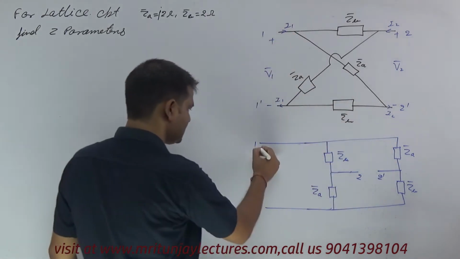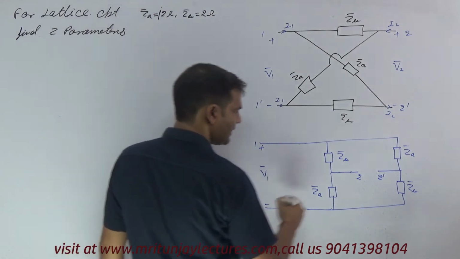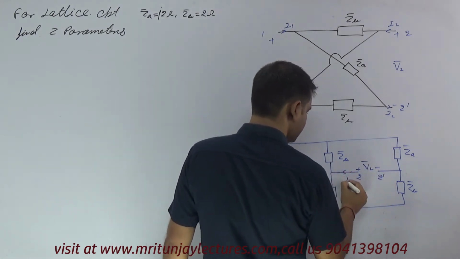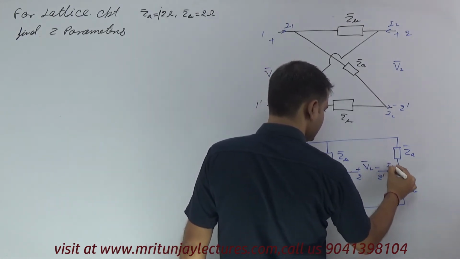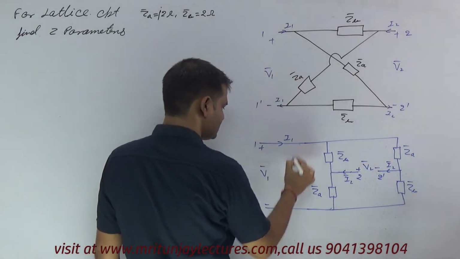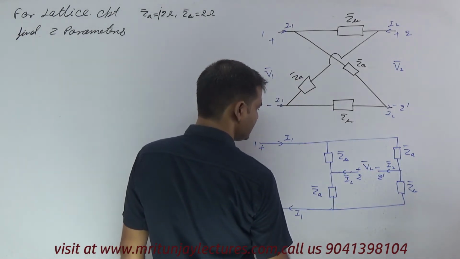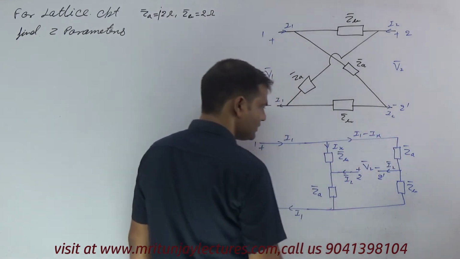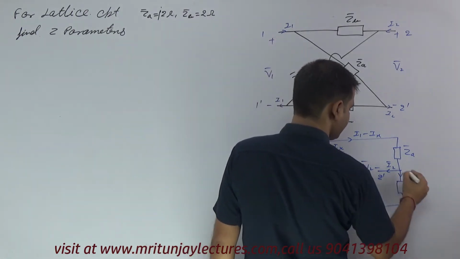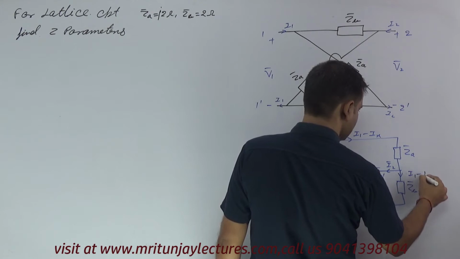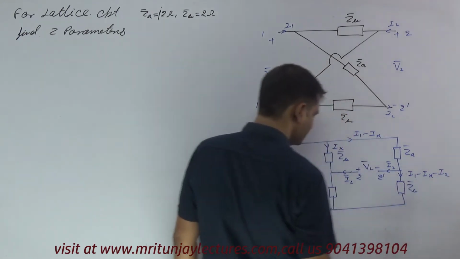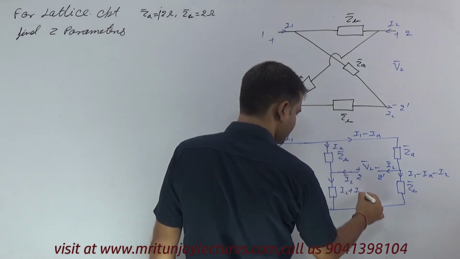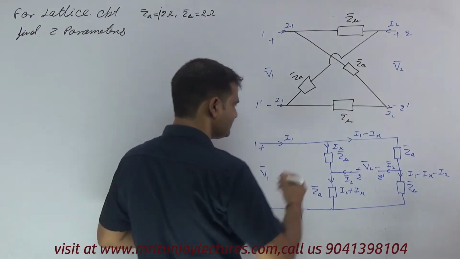So this one is V1, and this one, plus minus, is V2, and current I2, and here I1. Now if the current here is Ix, then the other branch has I1 minus Ix. Now the current in this branch is I1 minus Ix minus I2, and here I2 plus Ix. Very simple. Okay, apply KVL.